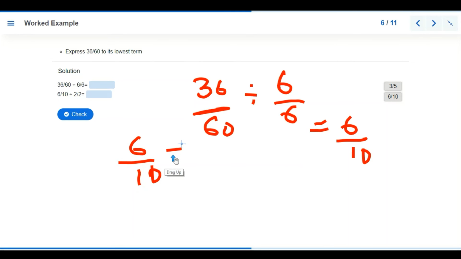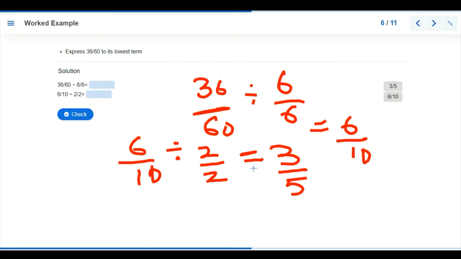We have divided by 2/2. Now 2 can go in 6 how many times? That is 3. And 2 can go in 10 how many times? That is 5. So if you look at this fraction, there is nothing again that can go in both of them. So we can say that the lowest term of 36/60 is what? 3/5. That is the lowest term. So with this, we are to pick the correct answers to fill in the boxes that we have there.